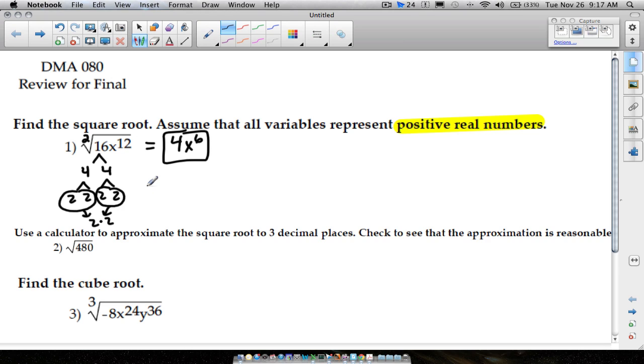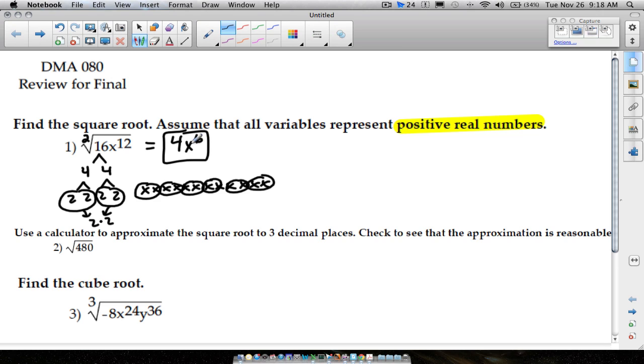X to the 12th. Doing this the long way real quick. 1, 2, 3, 4, 5, 6, 7, 8, 9, 10, 11, 12. So if you have x to the 12th, that means x times x times x, and you do this 12 times. How many pairs can you pull out? 1, 2, 3, 4, 5, 6 pairs. And notice we don't have anything left to put back inside of the house. That's why there is no square root left over. But remember the shortcut here, the square root of 16 is 4. And then just ask yourself how many times 2 can go into 12. That would be 6 times.